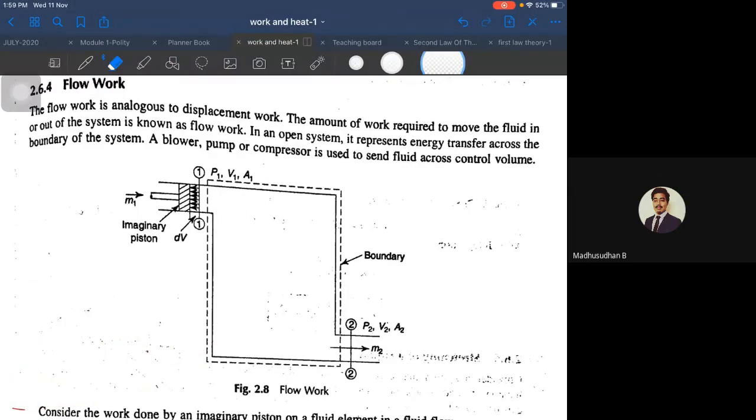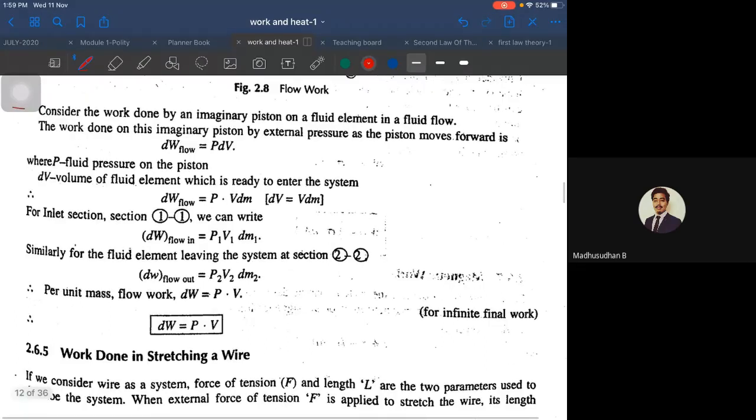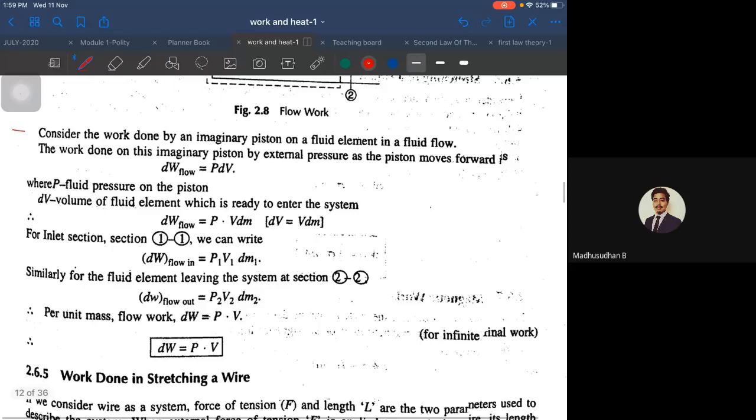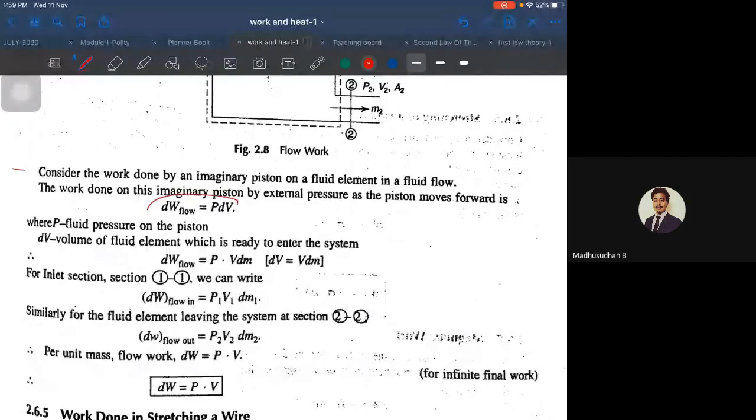Such a flow is being analyzed as flow work, where the work is given as P1 V1, P dV. The amount of work is calculated thermodynamically, which is nothing but P into dV. When you apply the same to the system, multiplied by the mass flow rate, that would be P1 V1 into dm1, the change in the mass flow rate. Similarly, P2 V2 into dm2.